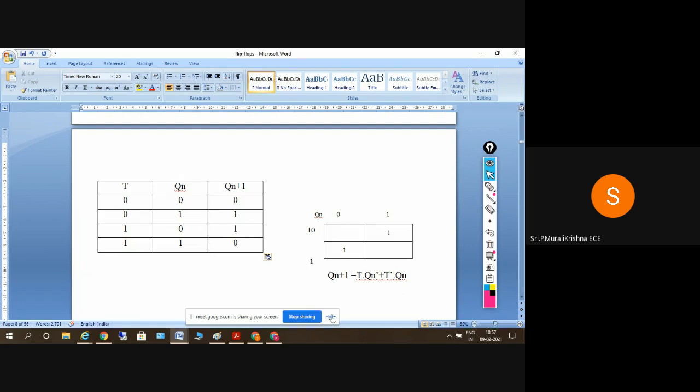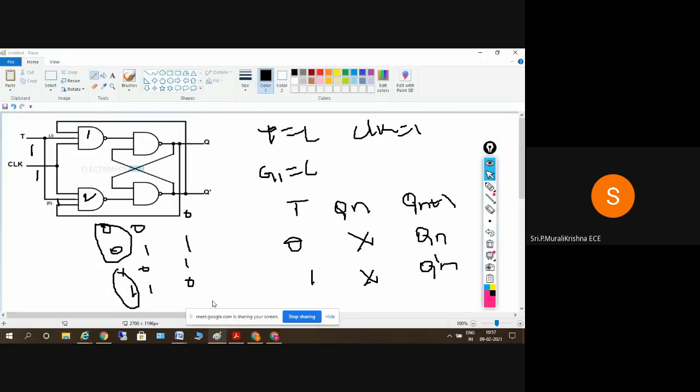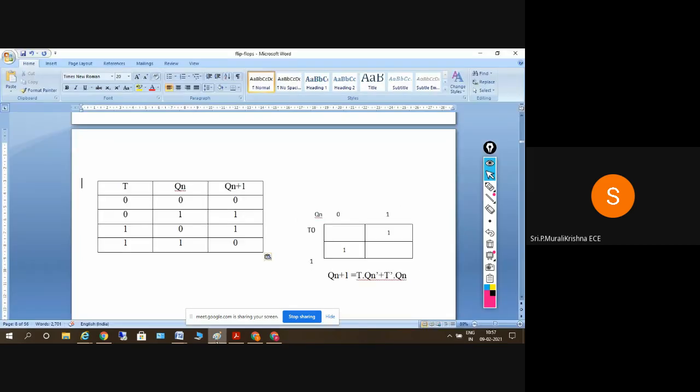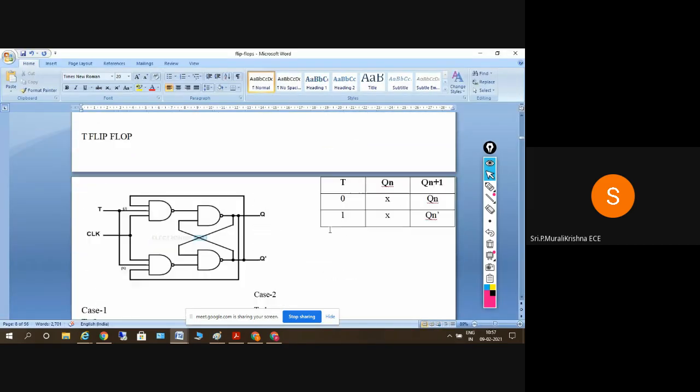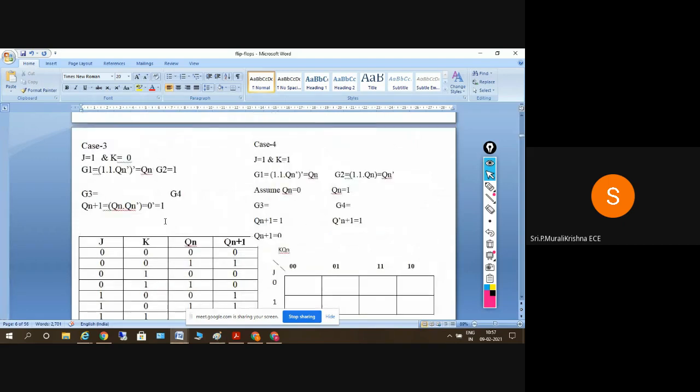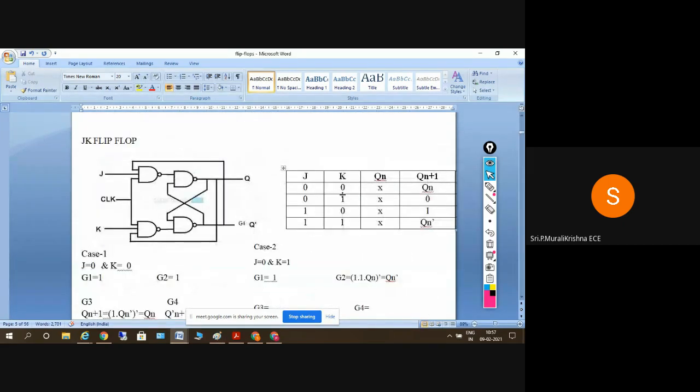Clear? Yes, sir. So, a simple case: look at the JK flip-flop truth table. When both inputs are equal, check the cases J equal to 0 and K equal to 0, and J equal to 1 and K equal to 1. Checking these two cases, we get the truth table for the T flip-flop here.